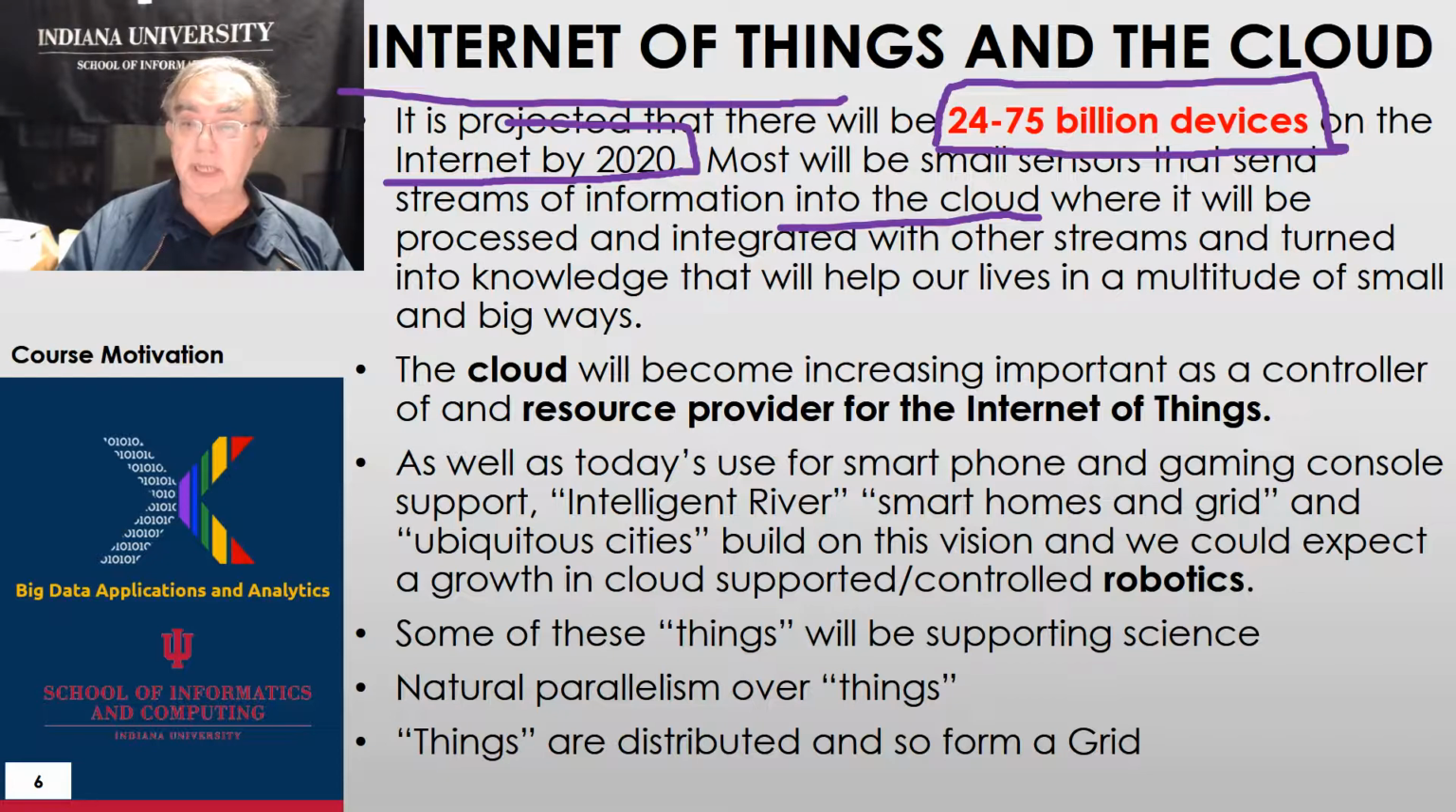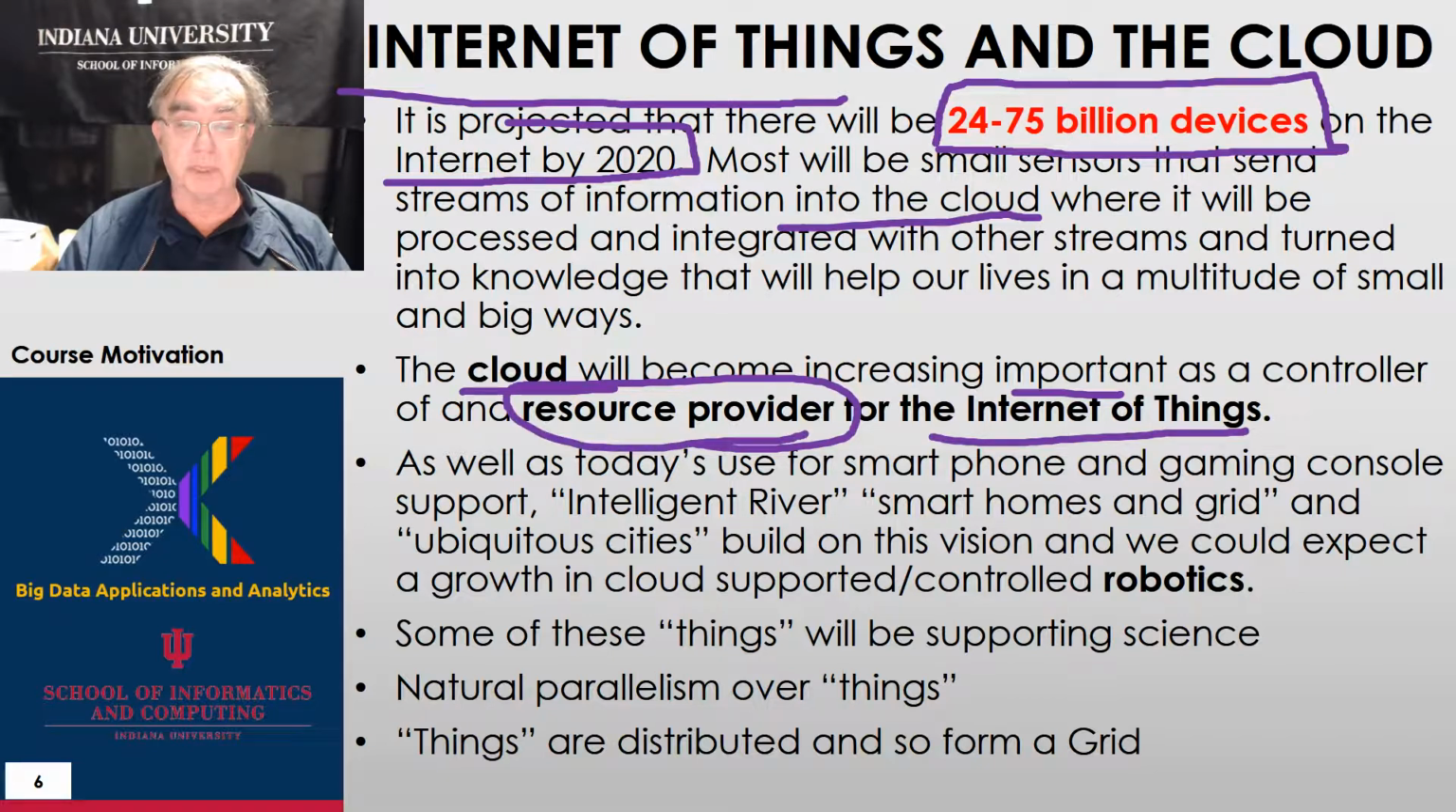And the cloud will not only respond to that particular smartphone, it will integrate the data from lots of smartphones to get some global picture of what's going on, which will help in other types of analyses. So the cloud is a critical controller for the Internet of Things. It also is a resource provider, because when I do a search on my smartphone, I'm going to the cloud to do the search.